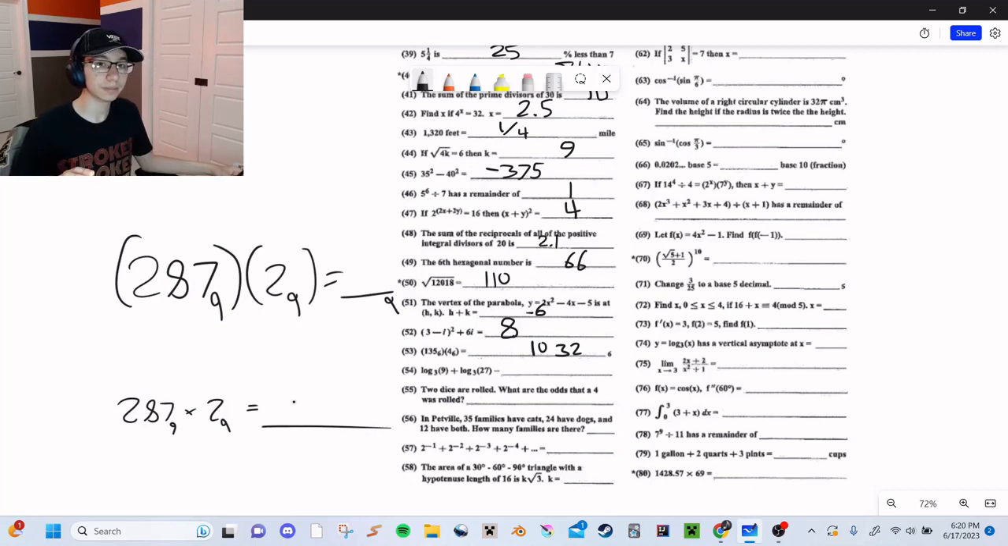So let's do the 7 times the 2, that's 14, divide by 9. I get 1 with a remainder of 5, so I write down the 5, carrying that quotient of 1. Let's do the 8 times the 2. That's going to be 16 plus the 1 I carried, 17. Right? Now let's divide by 9. So 17 divided by 9 is 1 with a remainder of 8. So I write down the 8, carry that quotient of 1.